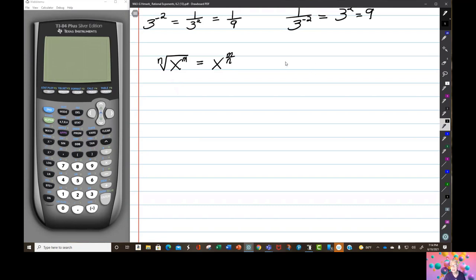Let's get some real examples. How about the cube root of 5 squared? That could also be written 5 to the 2 over 3. Notice how this power goes on top and makes the numerator of the fraction. And this index makes the denominator of the fraction. There are two ways of writing the same thing.